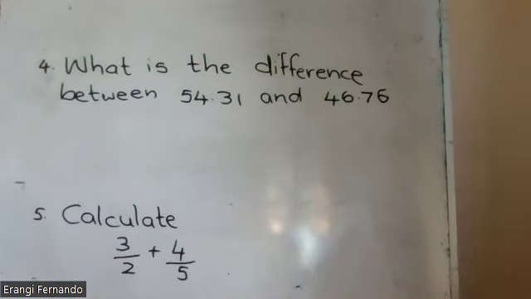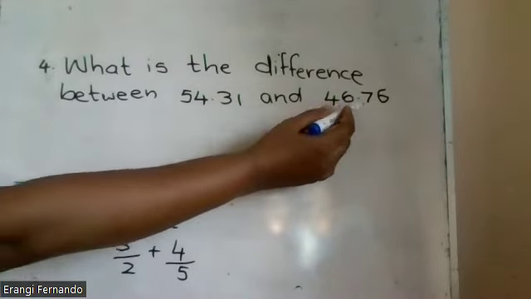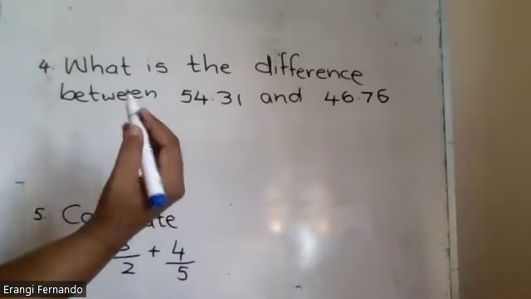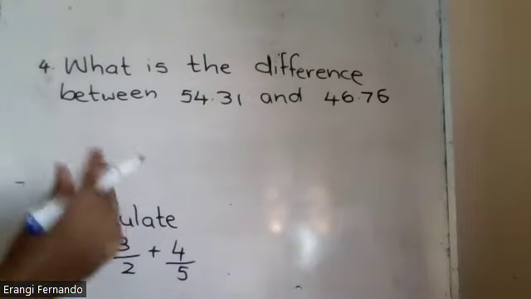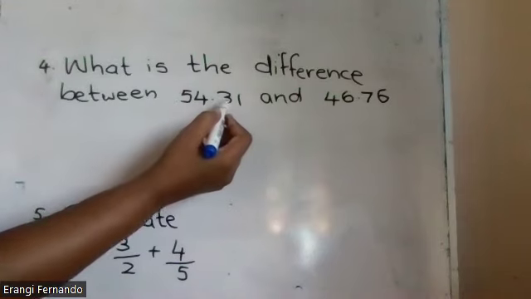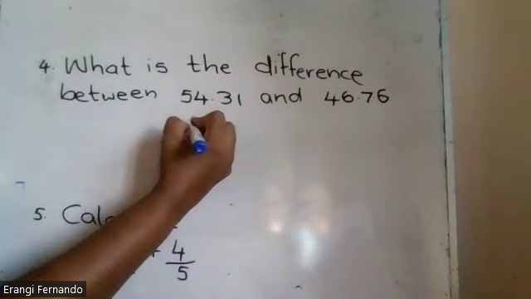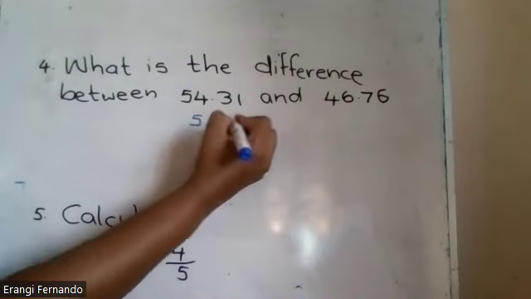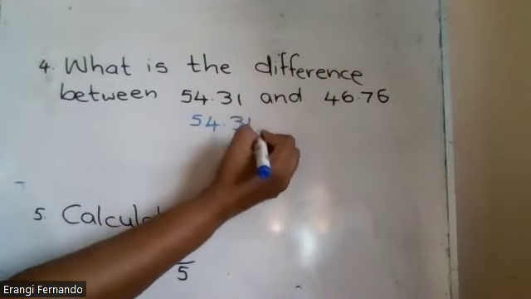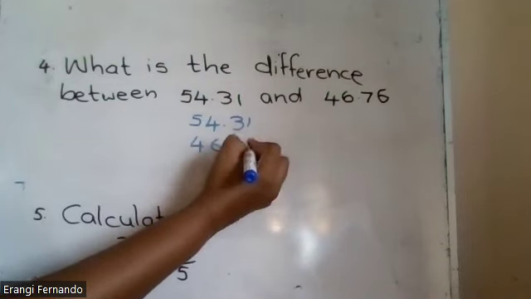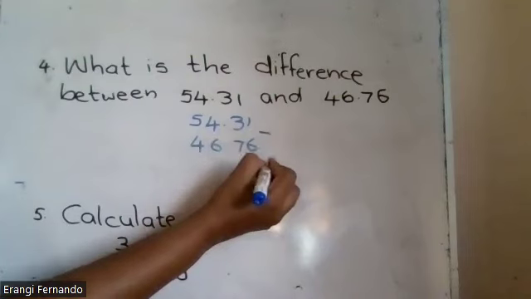Okay, question number 4. What is the difference between 54.31 and 46.71? So difference means you have to do subtracting. You have to subtract 54.31 and 46.76. So first write 54.31, 46.76. You have to subtract.